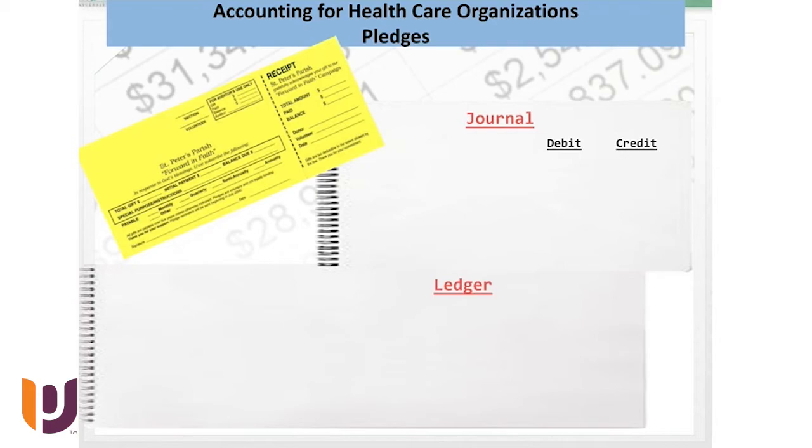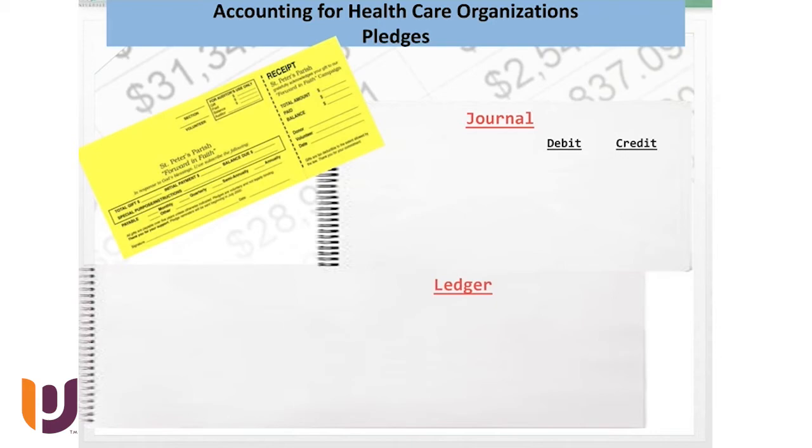Unconditional pledges should be recognized in the year they are received, even if the actual contribution will be received in installments over future accounting periods.